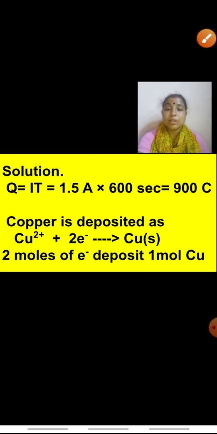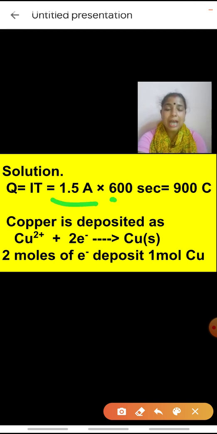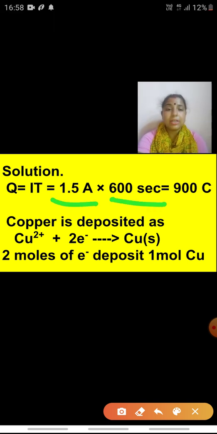Now first of all, let us solve the first part of the question. You all know that Q is equals to IT. The value of I is given in the question and T is also given in the question. T is given in minutes. We have converted to seconds. So multiplying 1.5 amperes with 600 seconds, we get the answer. The charge is 900 ampere second. Ampere second can be written as coulombs. We have written it as C. Now we have got the quantity of charge which is passed. Now we have to calculate how much copper will be deposited. That is the second part of the question.